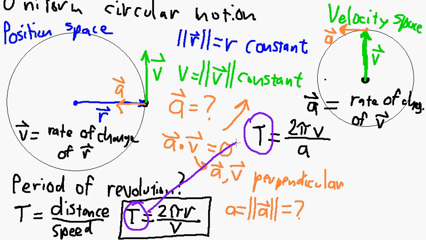So because they're the same, we can take these two expressions on either side and equate them. So 2 pi r over v equals 2 pi v over a. Okay, well now we're cooking with fire. So 2 pi and 2 pi on both sides cancel, right? So what we get there is r over v equals v over a.